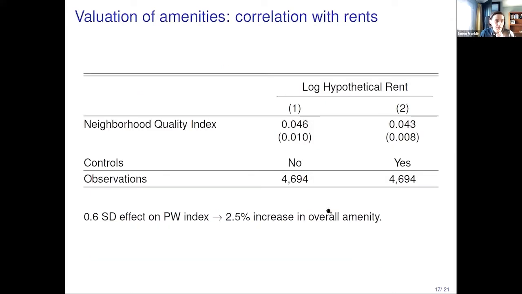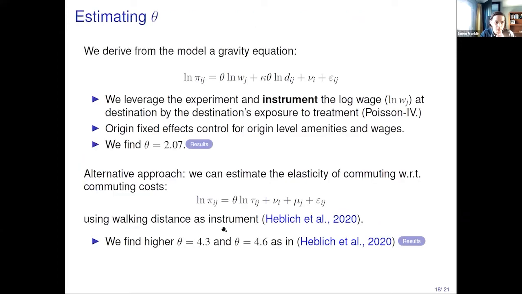So the next bit is we put a monetary value, or we try to put a better estimate of how important these improvements in amenities are. And so we say that this index that's affected by the public works, which increases by 0.6, corresponds to a 2.5% overall increase in amenity when we use these hedonic regressions to get a sense of how important this improvement is in monetary terms. And so that's another important thing we're going to need for welfare.